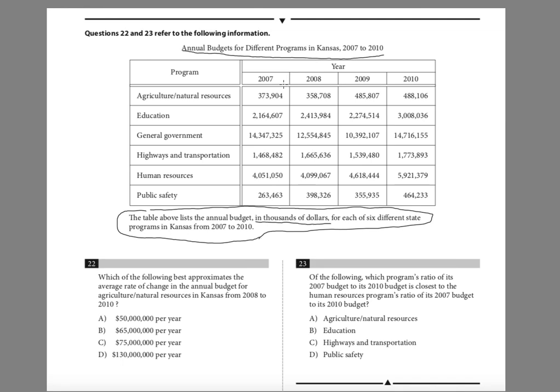And now let's just start reading the questions. Which of the following best approximates the average rate of change in annual budget? All right, let me underline average rate of change, all right? In the annual budget for agriculture slash natural resources in Kansas from 2008 to 2010, all right? So when looking at this problem, we might be tempted to say, hey, let's just take the average of this and this right here, and that will be our answer, right? But clearly this is not how you do it because it's asking us for average rate of change, right? So when we look at average rate of change, all we need to do is subtract this by this right here, and we'll find our difference, our change, all right?